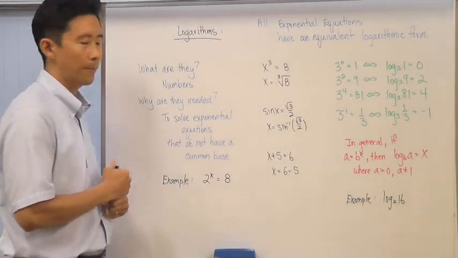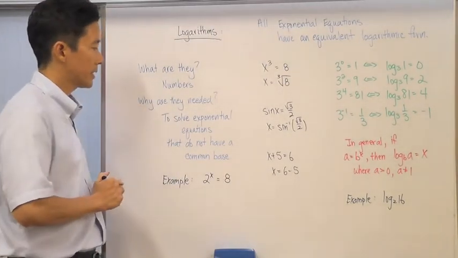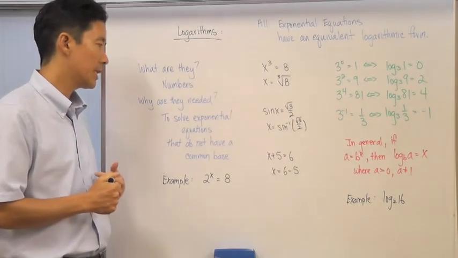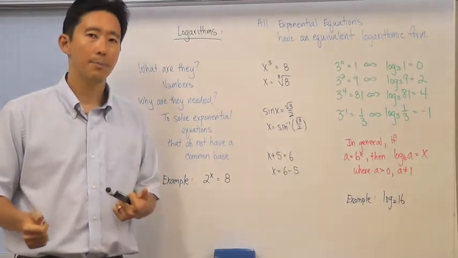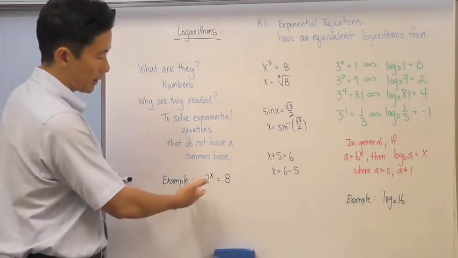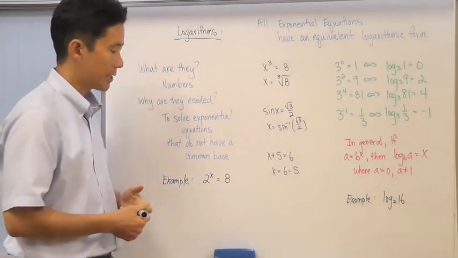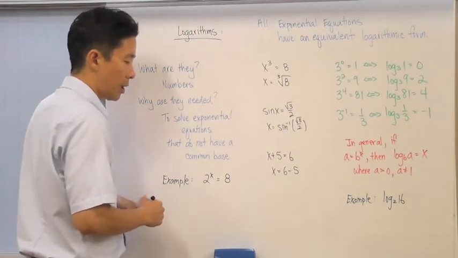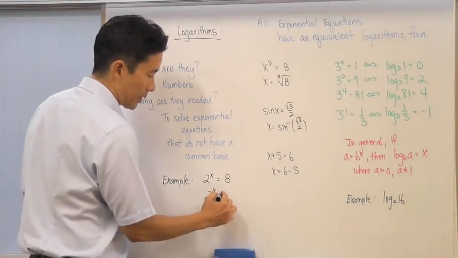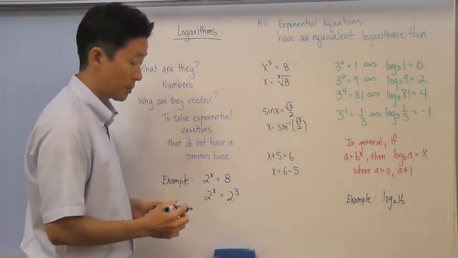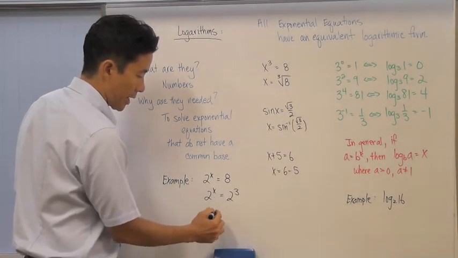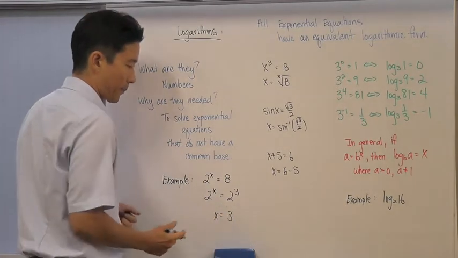Now, why are they needed? The reason why they're needed is because there are times when you're going to need to solve an exponential equation that does not have a common base. Now let's take a look at this example. This example was a very simple example because we said before that so long as we can find a common base, then all we need to do is compare the exponents. So therefore, x has to be equal to 3.